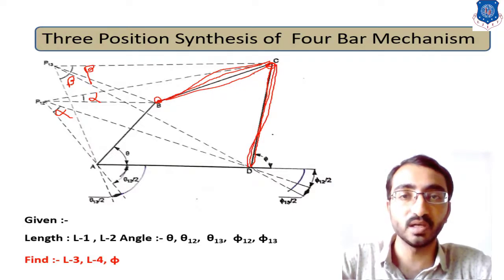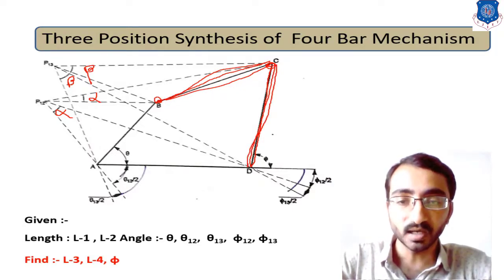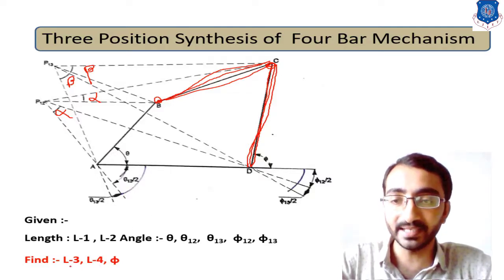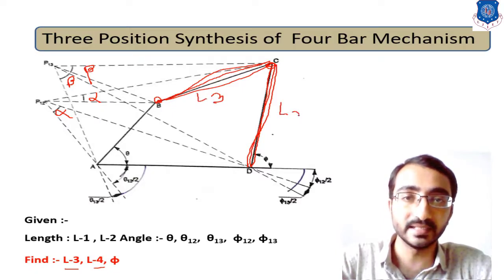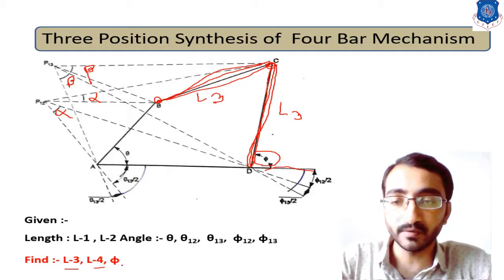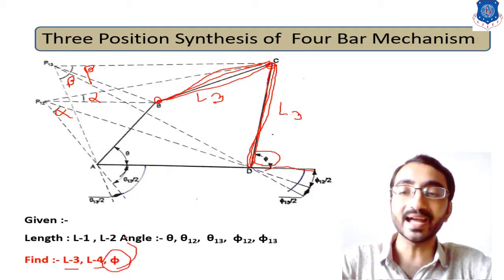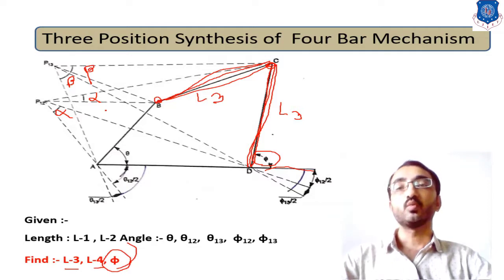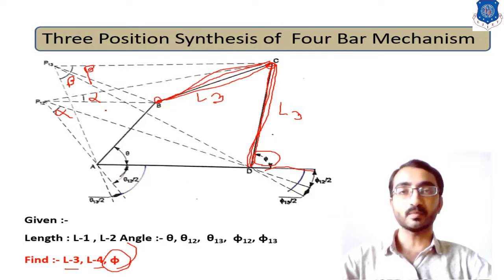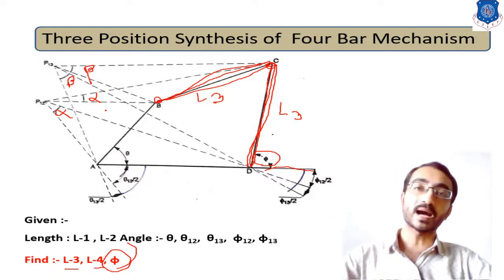Okay, so in this way we can get the desired remaining data, that is length of link number 3 and link number 4, which are length BC and length CD, and then by measuring the angle phi with this horizontal line, you will also get the desired output angle, that is phi. Okay, so in this way, with the help of the three position synthesis method, we can design a four bar mechanism.